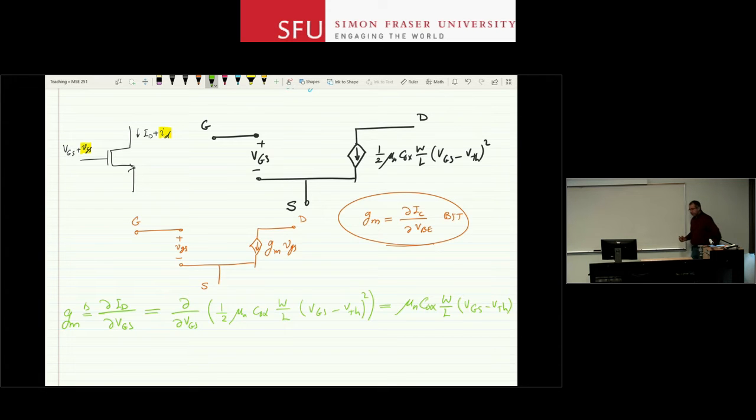So while in BJTs it was the DC current IC that set the value of gm, in here gm is set by VGS minus VTH. That's the DC parameter that comes into play to set your transconductance. If you want, you can just go and expand it. You already know this expression for ID and VGS. You can play with it and come up with alternative expressions for gm. So for example, you can say that gm is 2ID over VGS minus VTH.